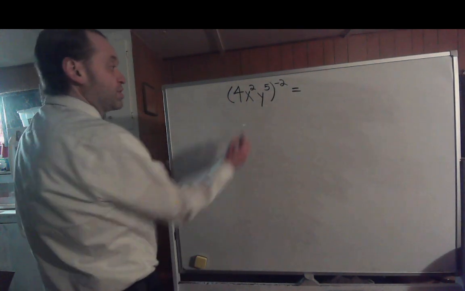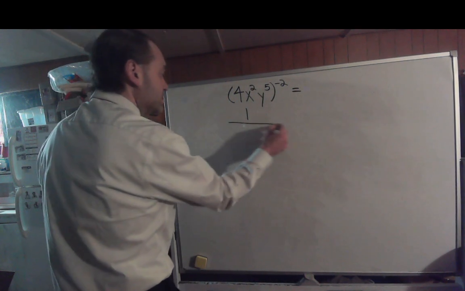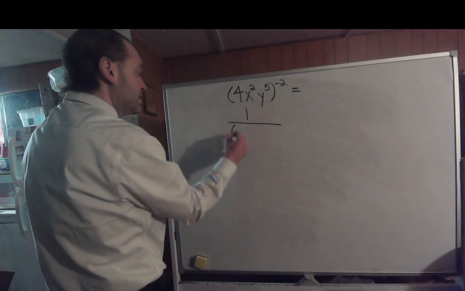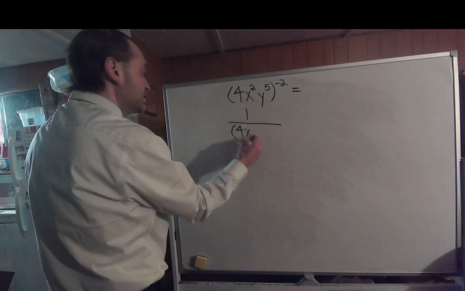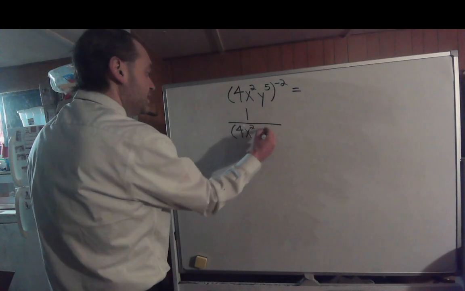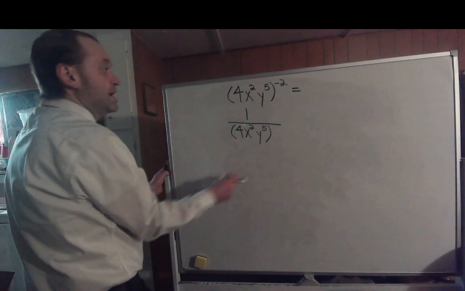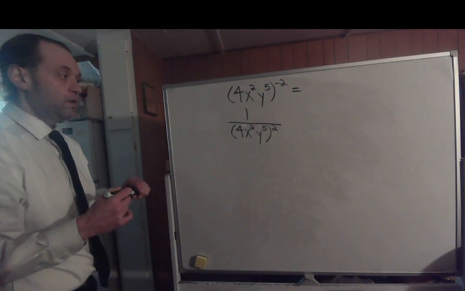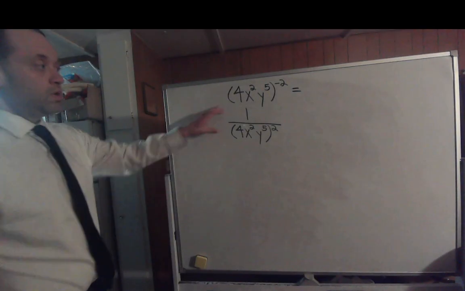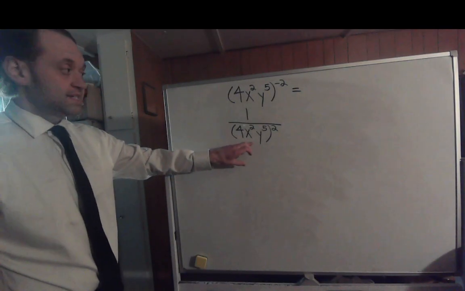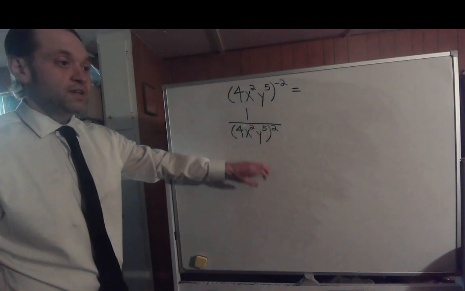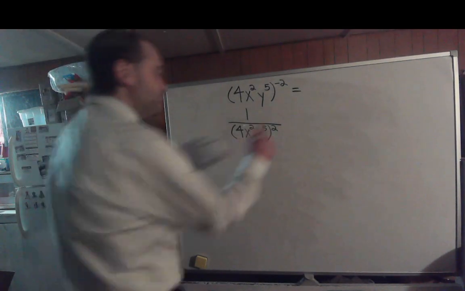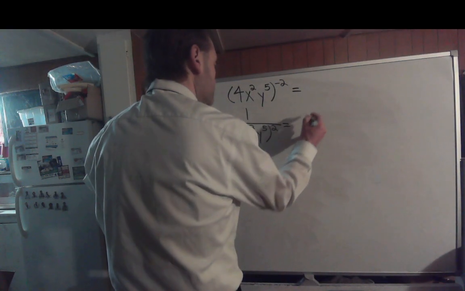So that means we're going to put 1 in the numerator, take this whole quantity, that 4x to the second, y to the fifth, and then that negative 2 turns into a positive 2 in the denominator for the power. So you have 1 all over the quantity of 4x to the second power, y to the fifth, raised to the second power. So now let's do a little bit of work here.